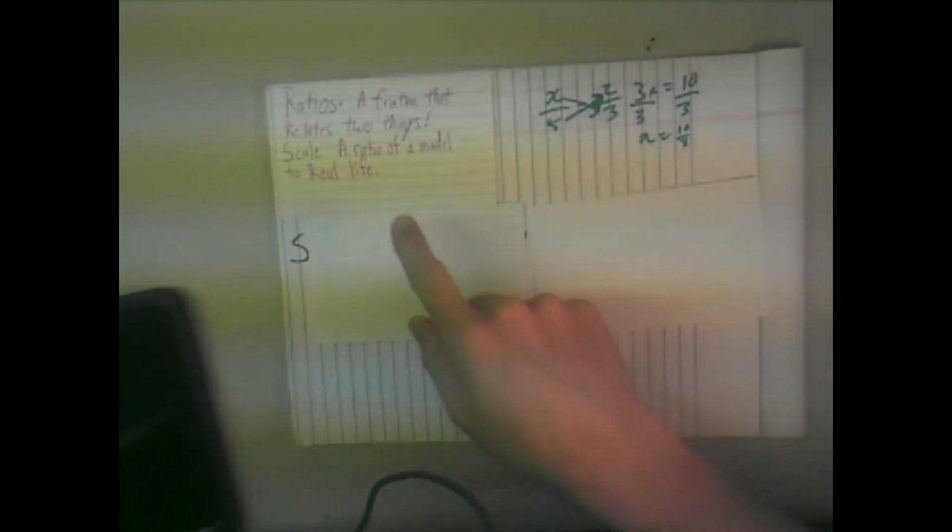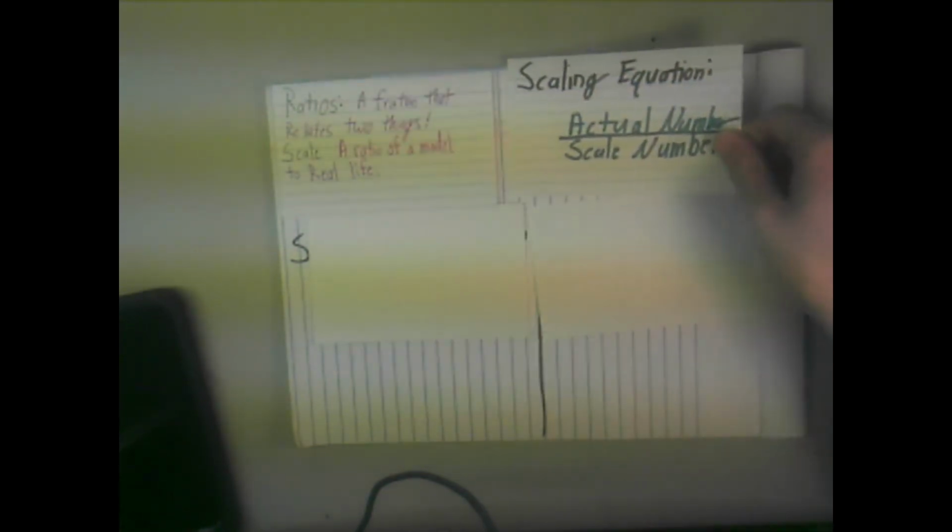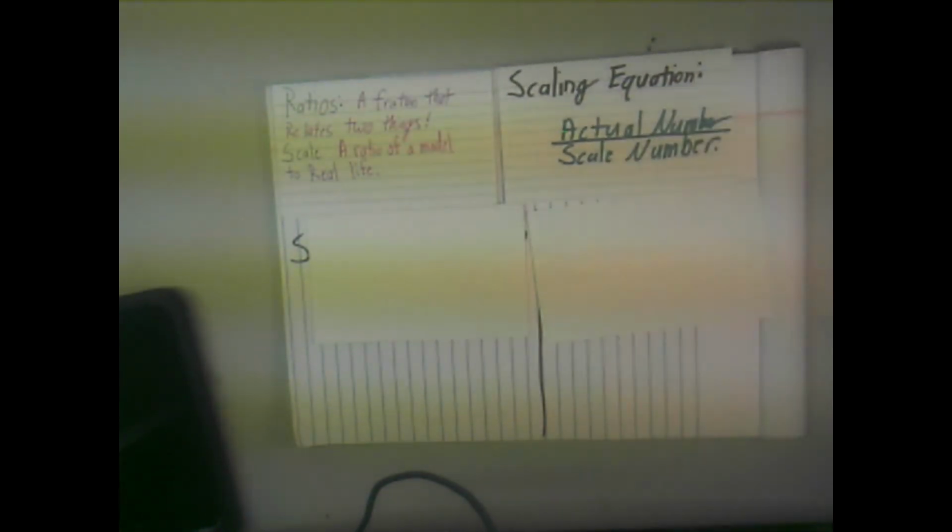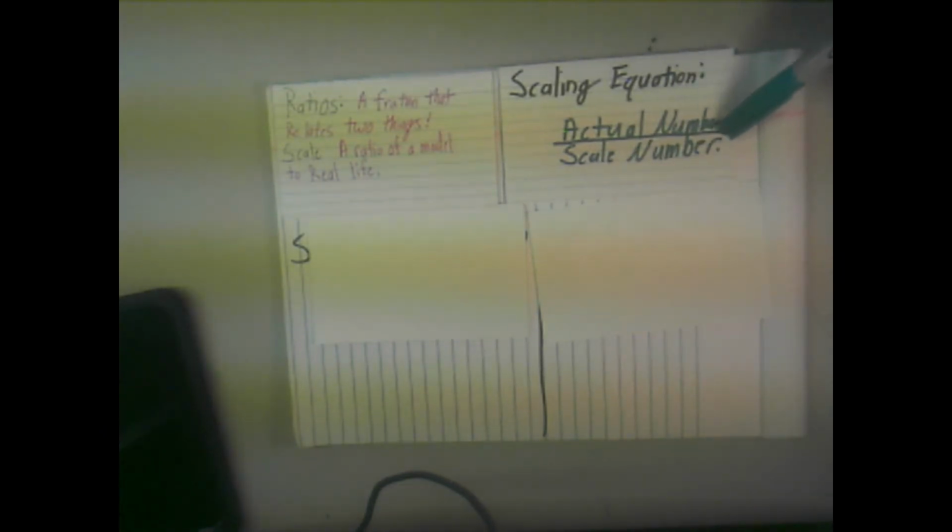We're also going to use a scale, our new definition for today. A scale is just a ratio of a model to a real-life object. Now, because we're doing a ratio in scales, we can make an equation for ourselves. The equation we're going to be using is the actual number in real life divided by, or over, the scale number, or what this scale model is going to be equal to.